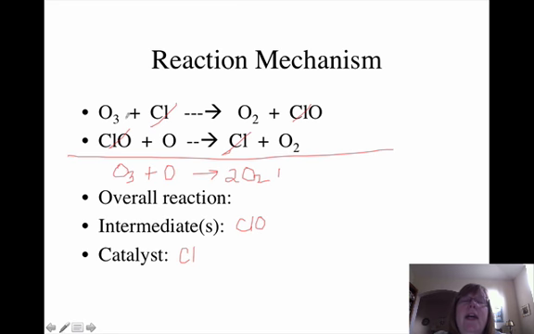All right, so here, were you able to identify an intermediate in a mechanism and identify a catalyst in a mechanism? And can you add up elementary steps to see if a proposed mechanism is valid for an overall reaction? If you can, you've got this.